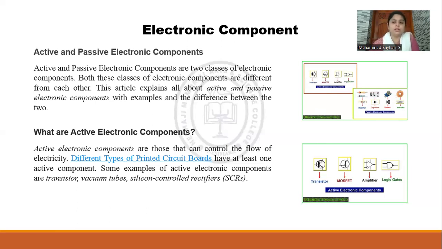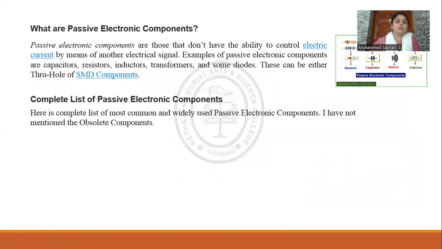Next, let us see what a passive component is. Passive components are those that don't have the ability to control the electric current by means of another electrical signal. Some examples of passive components are resistors, capacitors, transformers, and diodes. That means they are not able to control the flow of electric current.